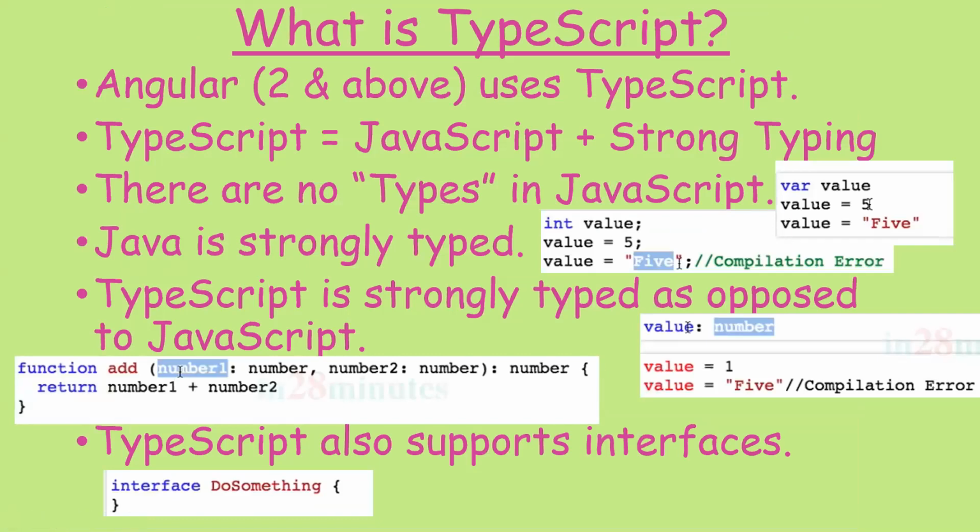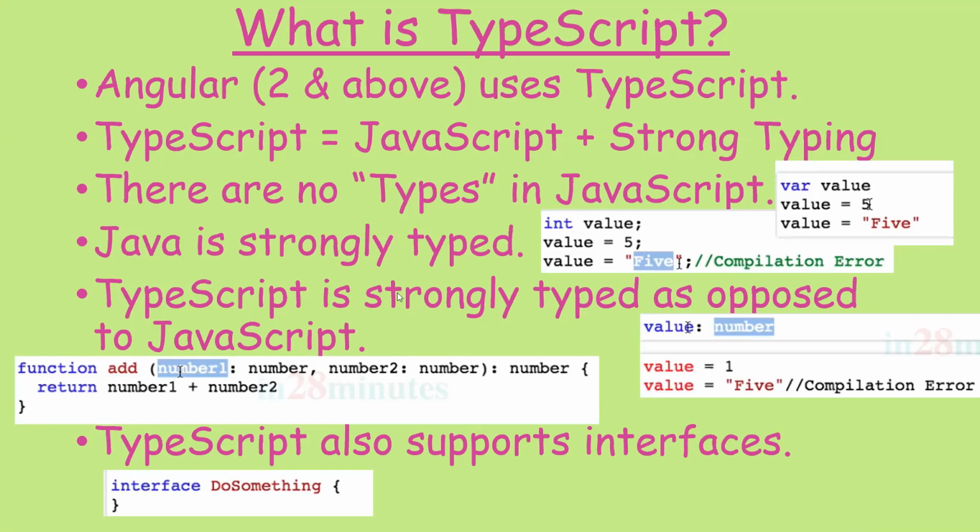So now we say that from Angular 2 and above, they use TypeScript. So what is TypeScript and in what way is it different from JavaScript? TypeScript is JavaScript plus strong typing. So what is strong typing?